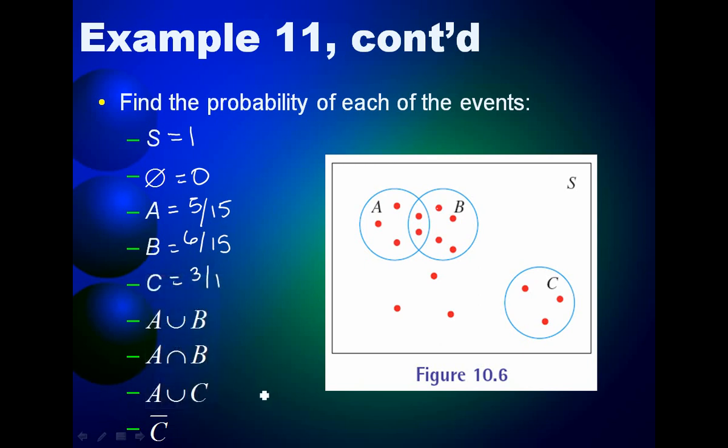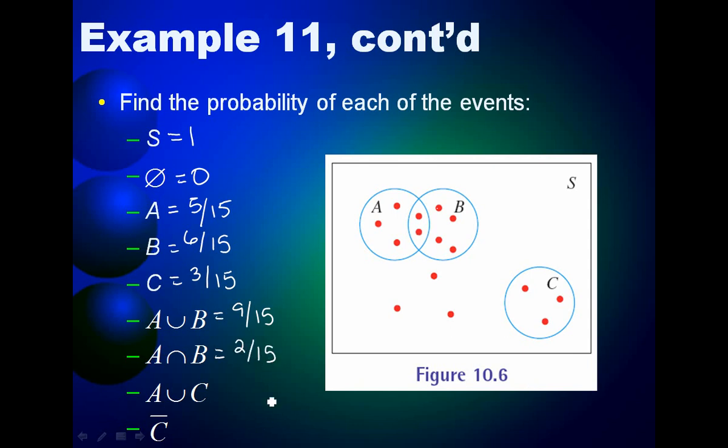A union B. Remember, family A comes together with family B. How many people do you have in this new family? 1, 2, 3, 4, 5, 6, 7, 8, 9. 9 out of 15. A intersect B. We want to find that part of the road where A and B share. A and B share 2 dots.